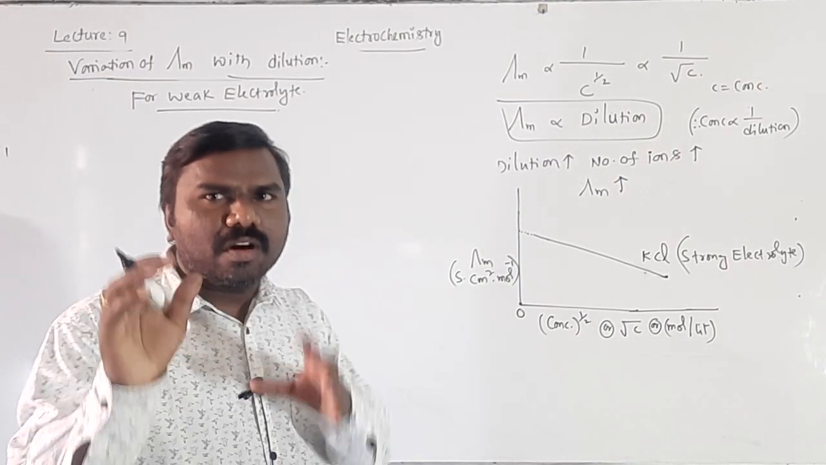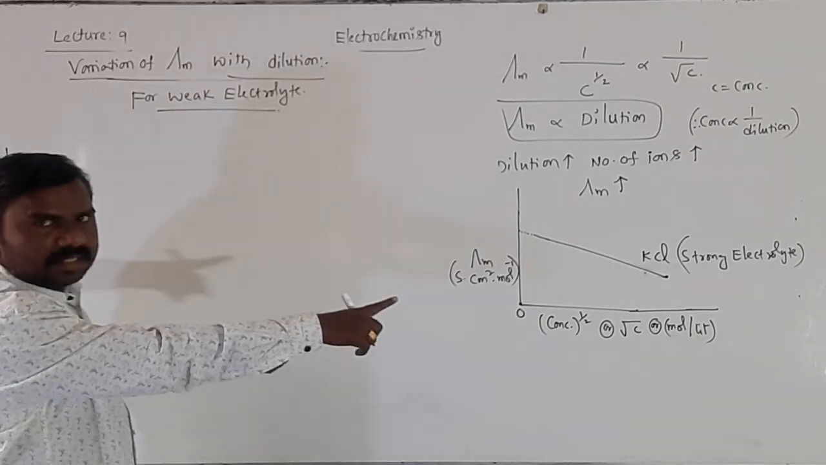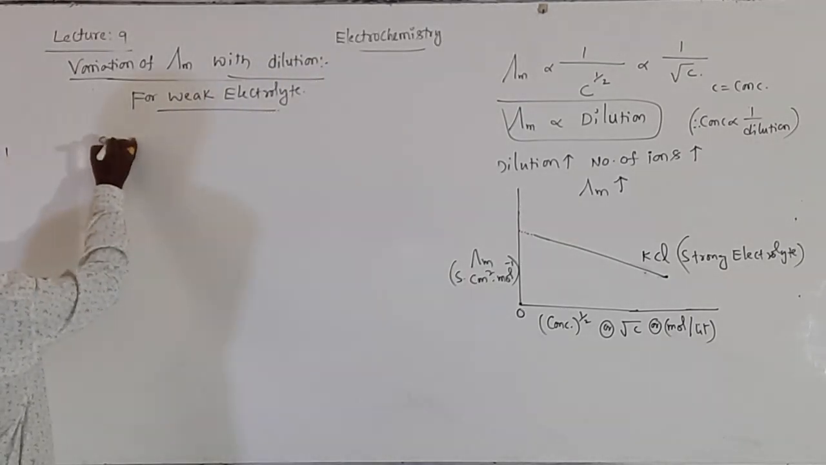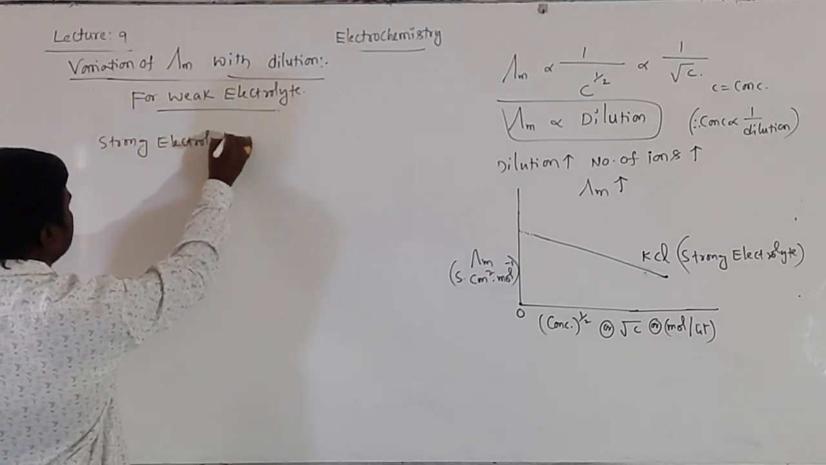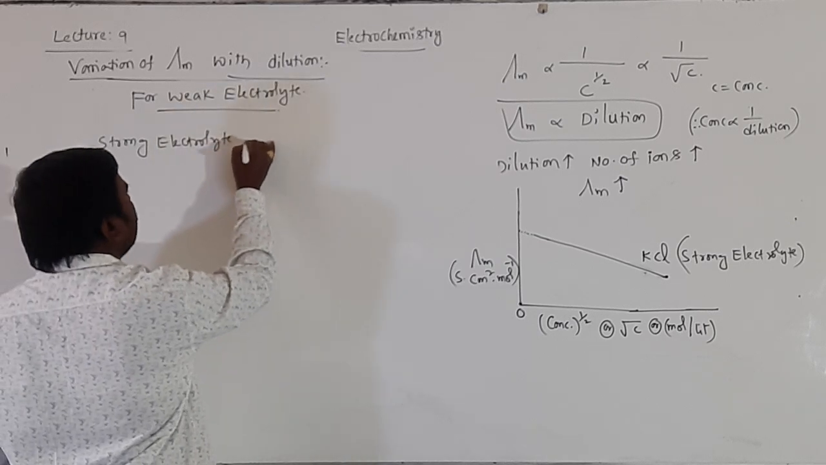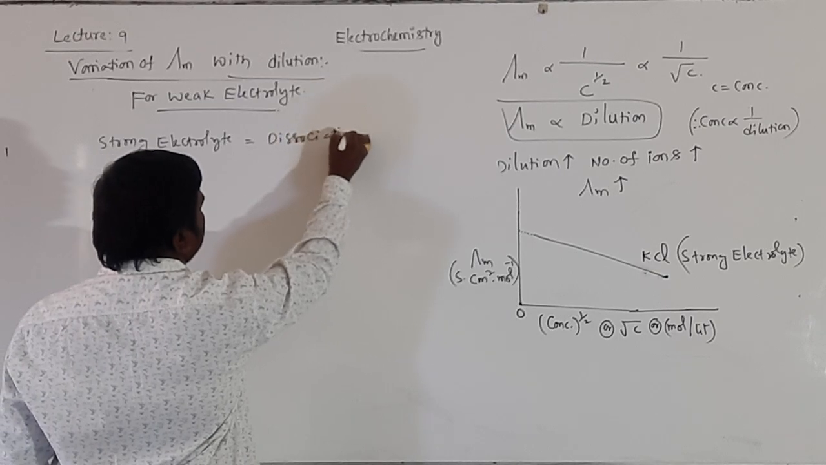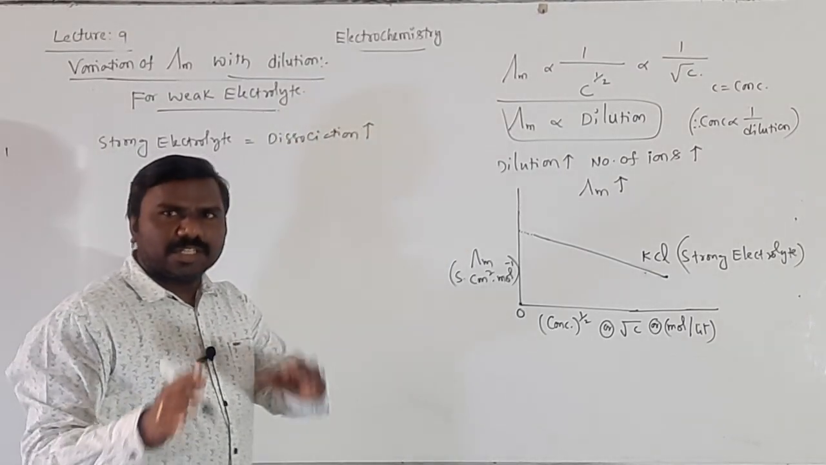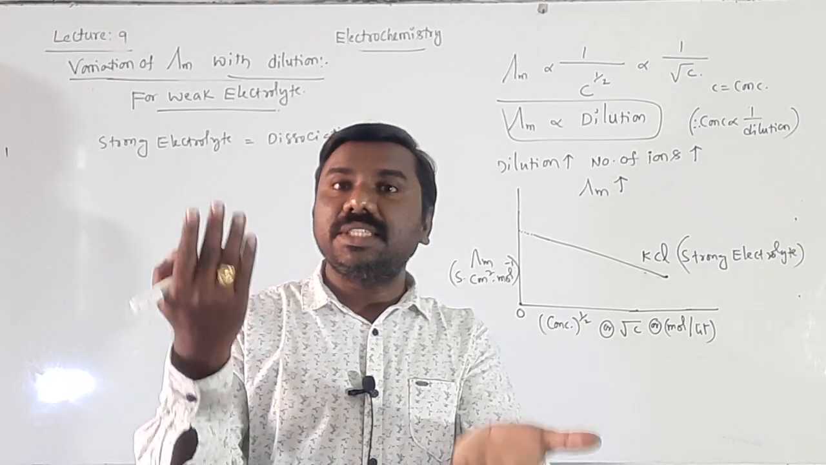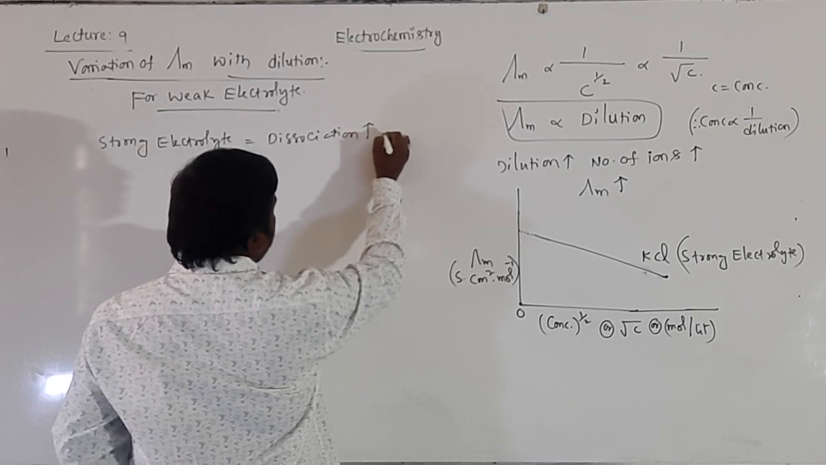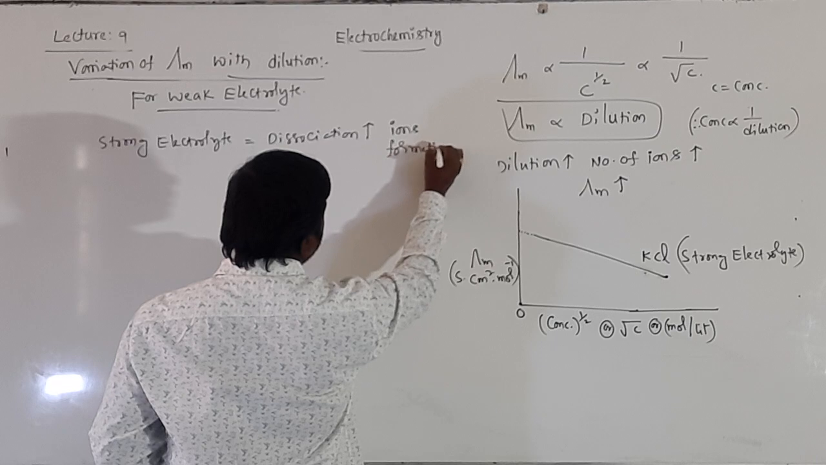Okay, for strong electrolytes, first of all, strong electrolytes were discussed already. Strong electrolyte meaning dissociation increases. Dissociation means, if KCl is a strong electrolyte, K plus and Cl minus formation increases, and that means ion formation will increase.